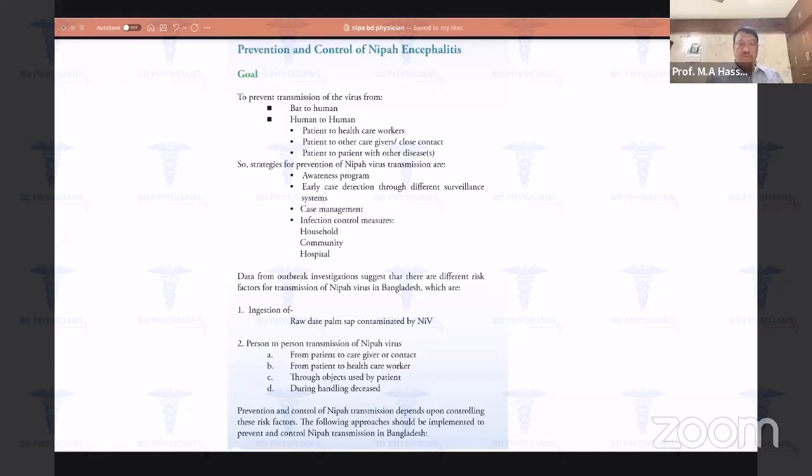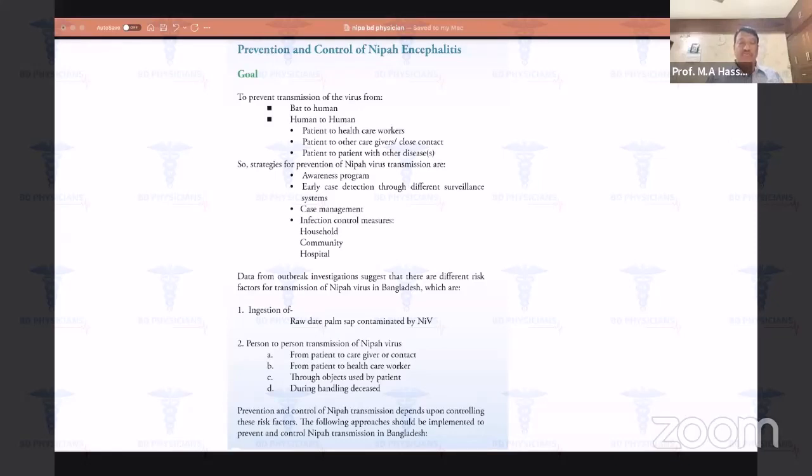We should also prevent ingestion of raw date palm sap, which is contaminated by the Nipah virus. And we should also prevent contact of this vector, the fruit bat, with the palm juice by applying some mechanical barrier in the trees.